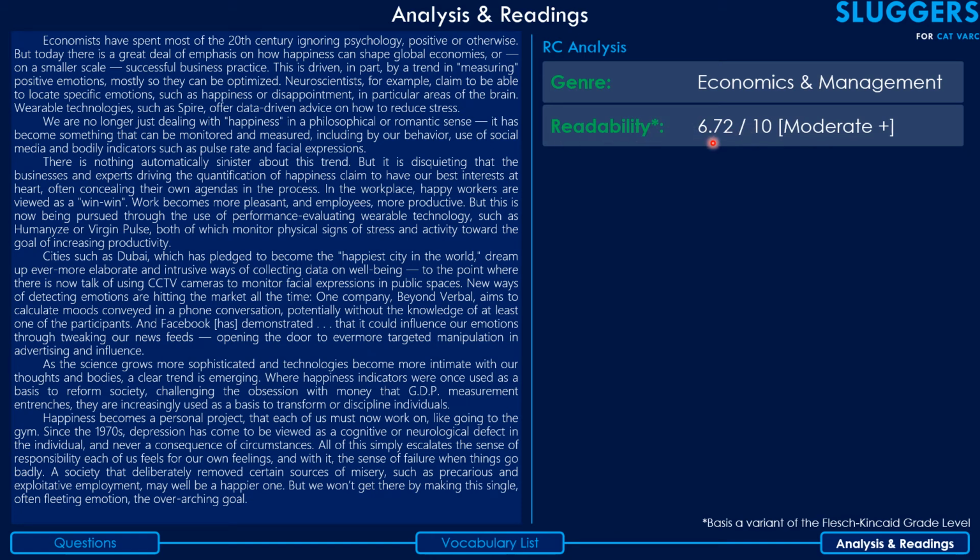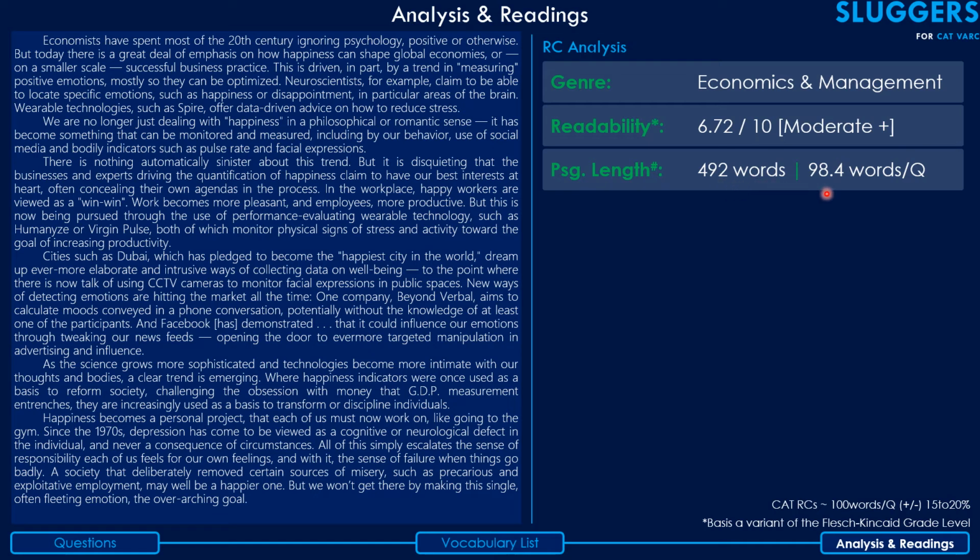Second parameter, readability. As per a variant of the Flesch-Kincaid scale, the difficulty level of this passage, not the RC, I'm just talking about the passage, the readability of the passage here. The difficulty level of the RC involves the difficulty level of the passage as well as the difficulty level of the questions. Okay, readability is just about the passage. It would be rated as 6.72 on a scale of 10, which translates to moderate, slightly above moderate. The questions in turn, the passage was moderate plus, but the questions in turn were, I think, reasonably difficult. So they will be considered as difficult, the questions.